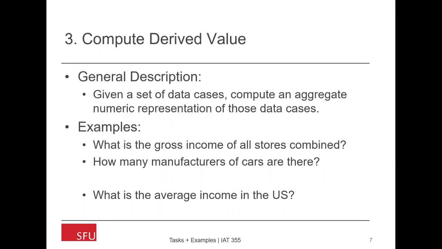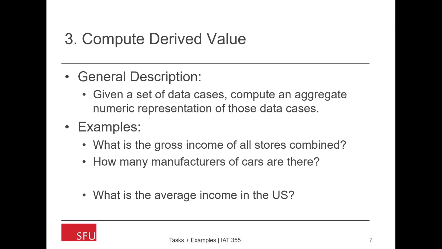Next on this list is compute derived value. And the general description for that is, given a set of data cases, compute an aggregate numeric representation of those data cases. Now that depends strongly on what kind of data you're looking at. Sometimes summing things makes sense. Sometimes taking an average makes sense. Sometimes both of those things will make sense. In our data that we're about to look at, adding up things isn't so sensible in all situations.